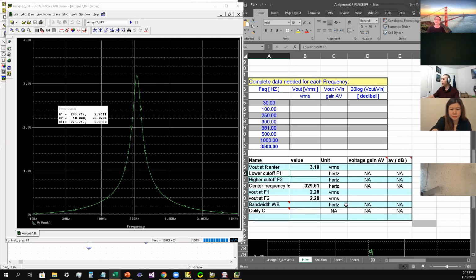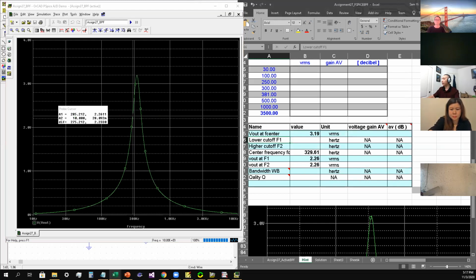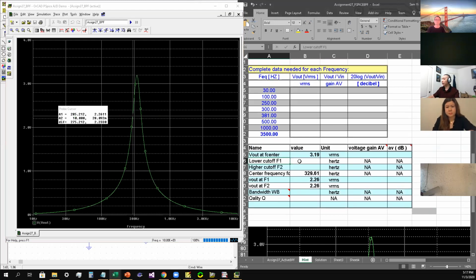Okay, so that would be my center frequency. So that would be F1. So F1 would be here. So that's giving me 285.2. You can type all that number if you want, not necessary. So that's close enough. And then now all I have to do is just go to the other side.